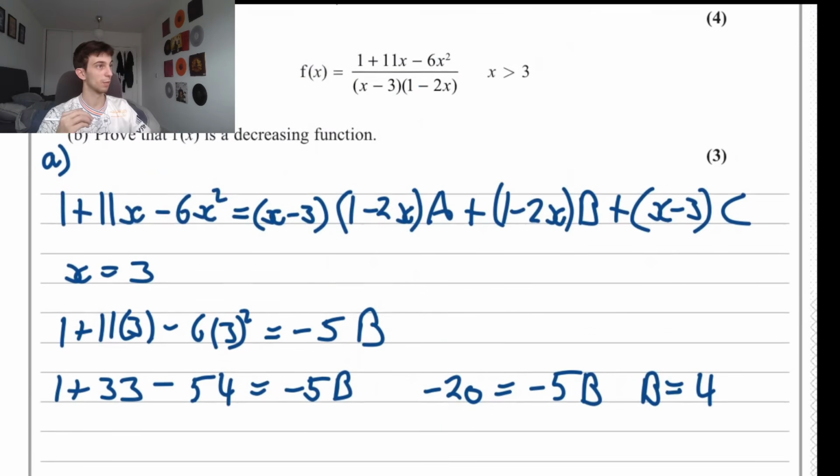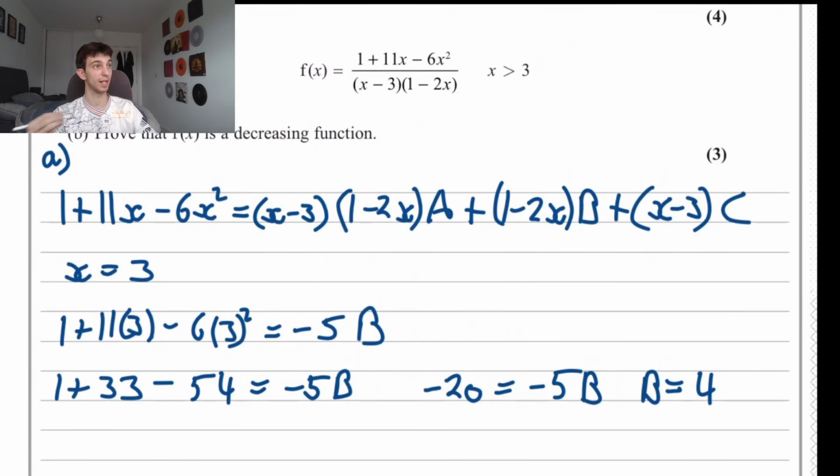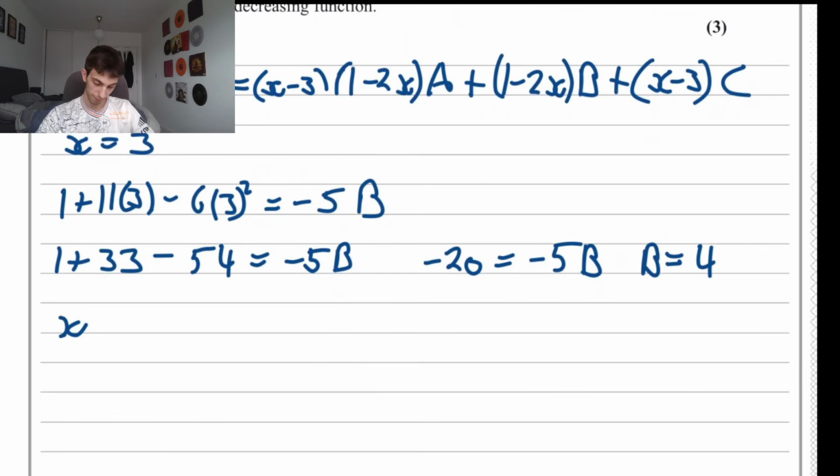So the next value of x to plug in, to cancel out as many brackets as we can, is x equals a half. Because when we plug in x equals a half, 1 minus 2 times a half is 1, so 1 minus 1 is 0. So all of these brackets will start cancelling out, which is perfect. So let's plug in now x equals a half.